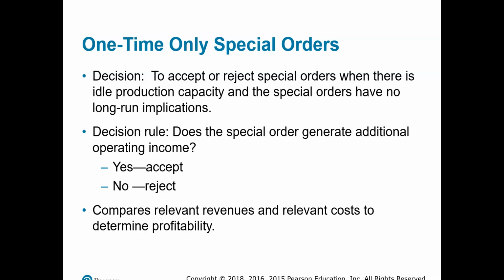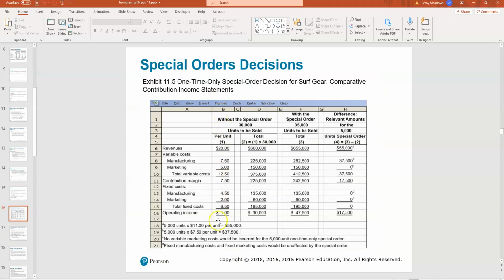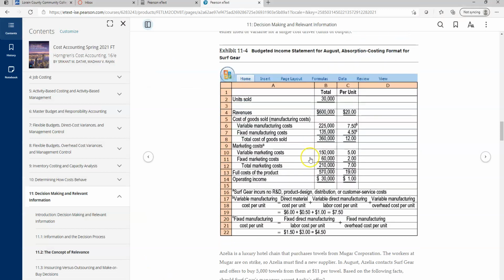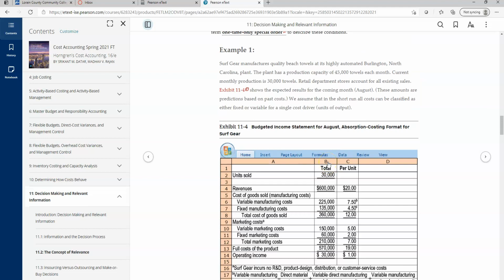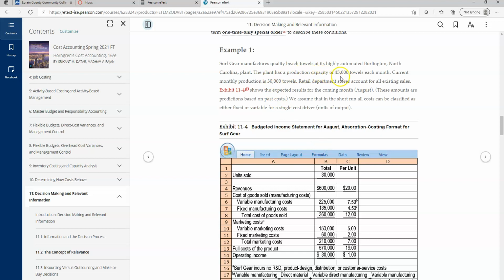So if we're going to accept a special order, it needs to be a one-time special order and have no long-run implications. So let's take a look at Surf Gear, and let's go back to the textbook here so that we can get a better understanding of this. Surf Gear manufactures beach towels, and we see here the planned capacity of 45,000 towels each month. Current monthly production is 30,000. Who buys from them? Retail department stores account for all existing sales.